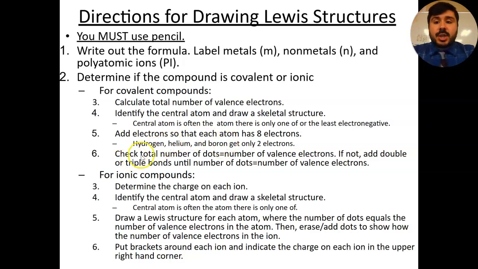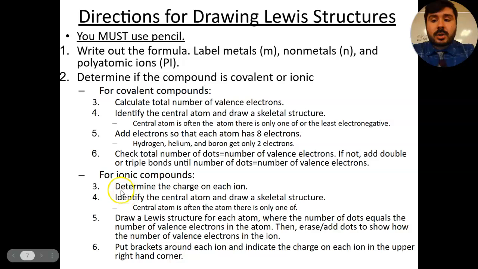Lastly, number 6, check that the total number of dots equals your total number of valence electrons. If not, add double or triple bonds until the number of dots equals the number of valence electrons. And yes, there are different types of bonds other than just single bonds. There are double and triple bonds, which again, those of us that have done the recent covalent molecules lab would have experienced the other day. And again, this is where we're going to end things here.